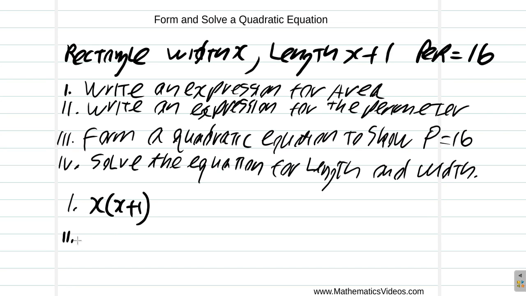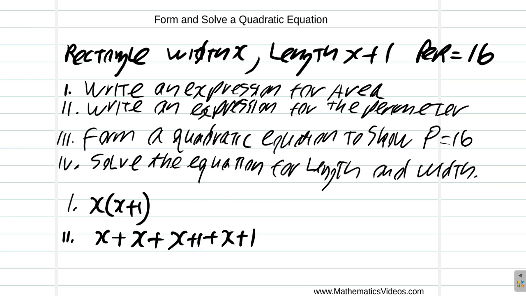For part 2, write an expression for the perimeter. Well, it would be one side of the length plus the others, the width on one side, and the width on the other side, plus the length on one side plus the length on the other side. So it's x plus x for the 2 widths, and then x plus 1 plus x plus 1 for the 2 lengths.